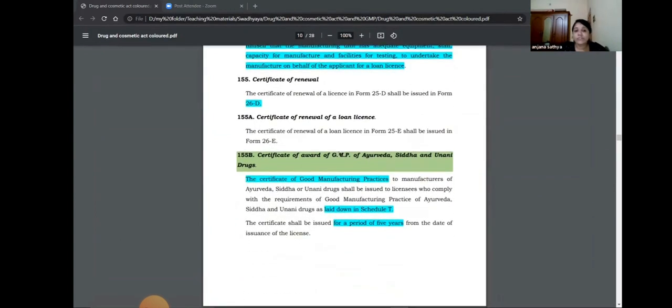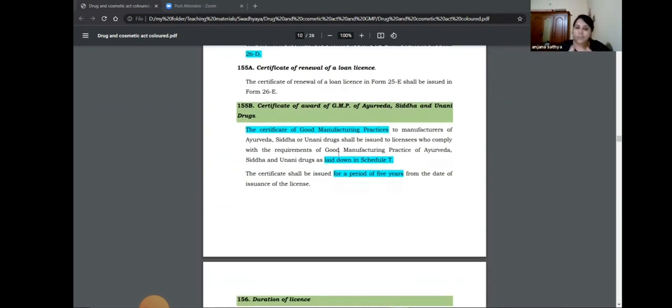Next one is certificate of renewal. You have to apply for the license, and you will be issued a license in the form 25D. When it is renewed, you will get the renewed license in the form of 26D. As far as loan license is concerned, it will be renewed in 26E.